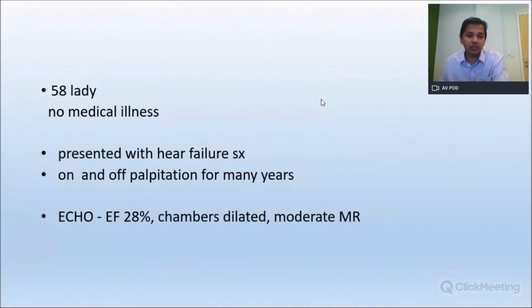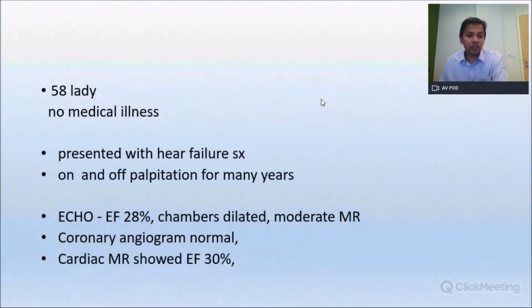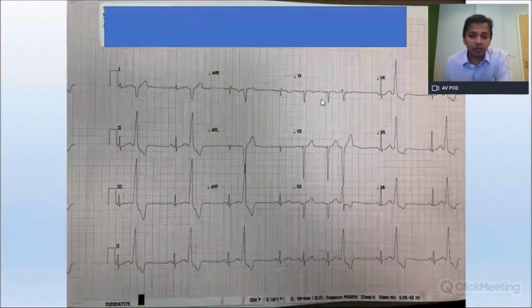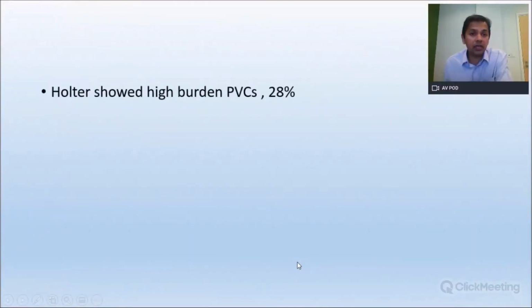So echo showed that her EF was 28%. She had poor LV function. Chambers are dilated. Angiogram was normal. MRI showed there was no structural problem or myocarditis, except that her LV function was poor. So what was obvious was she had quite frequent ectopics. So we did a Holter, and Holter showed that she had a high burden of ectopics, which is more than 28%. Normal is less than 1%.